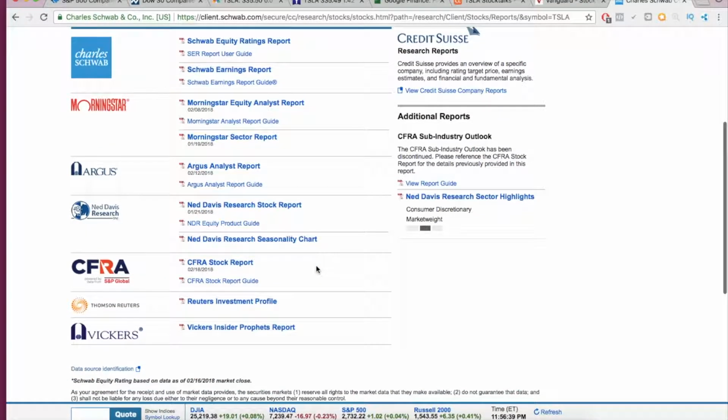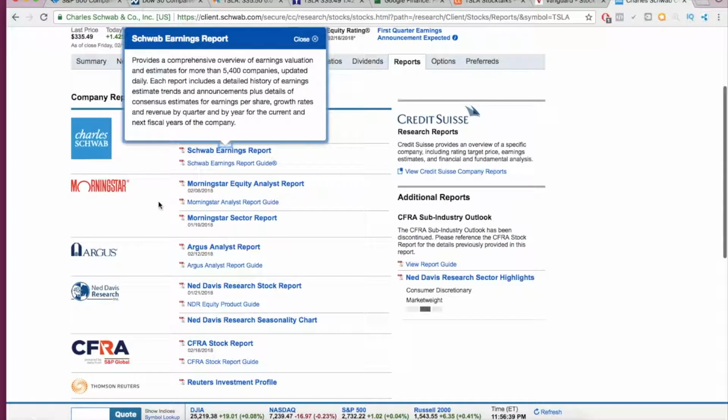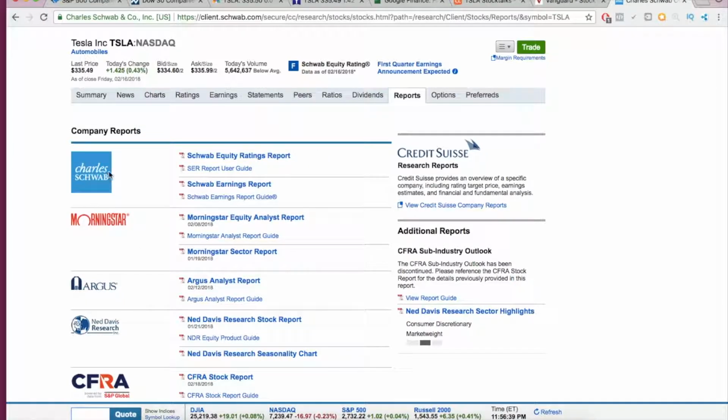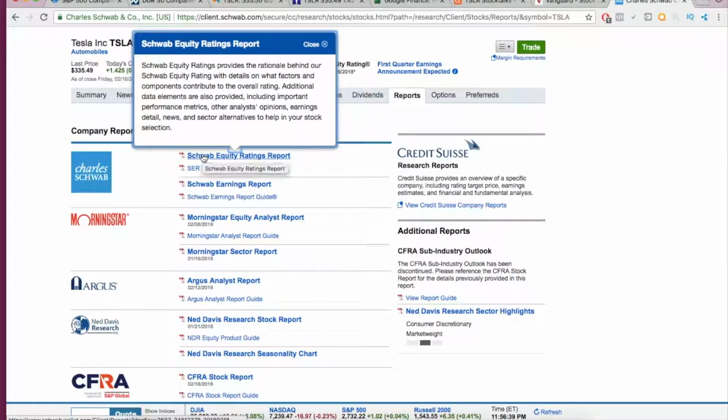Maybe a little bit tedious, but they're giving you more information. You actually have more to use, either to your advantage or disadvantage. I will say to your advantage, because you're going to know more about the company, and that will help you make an even better and stronger decision. So you have other reports like the ones that Charles Schwab does on its own, and here's a little description of what each report is about.